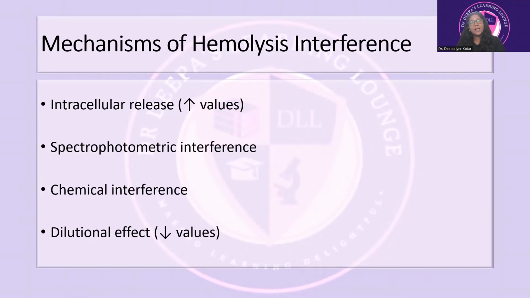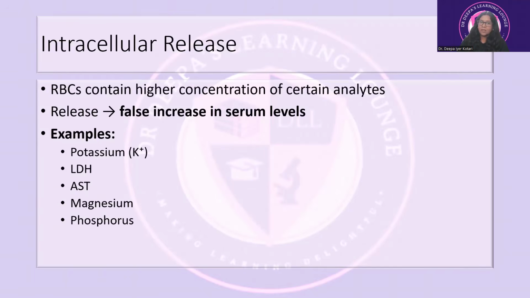The fourth is the dilutional effect. If there are substances which are at a lower concentration in the RBC than in the plasma milieu, then there's a dilutional effect and a false lowering of these analytes whenever you're measuring a grossly hemolytic sample. So let's take each one of these importantly.